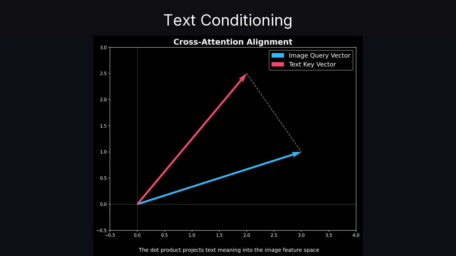How does the AI know to draw what you typed? This is text conditioning via cross-attention. The model computes the dot product between the image features and your text prompt's embeddings, physically steering the denoising process.